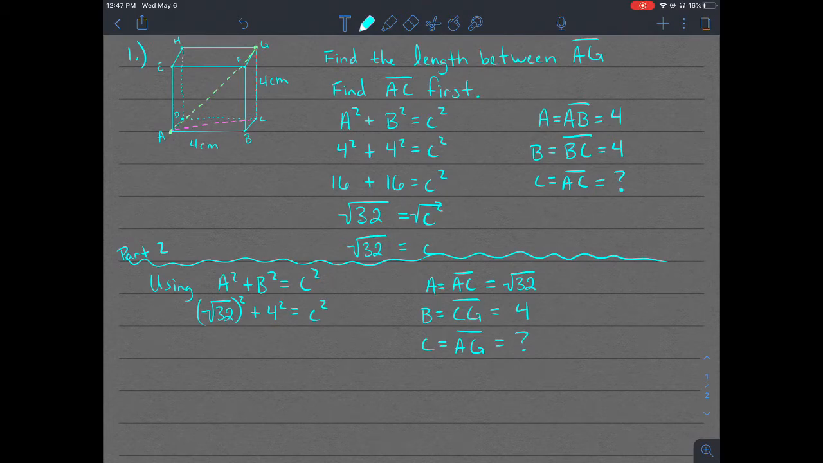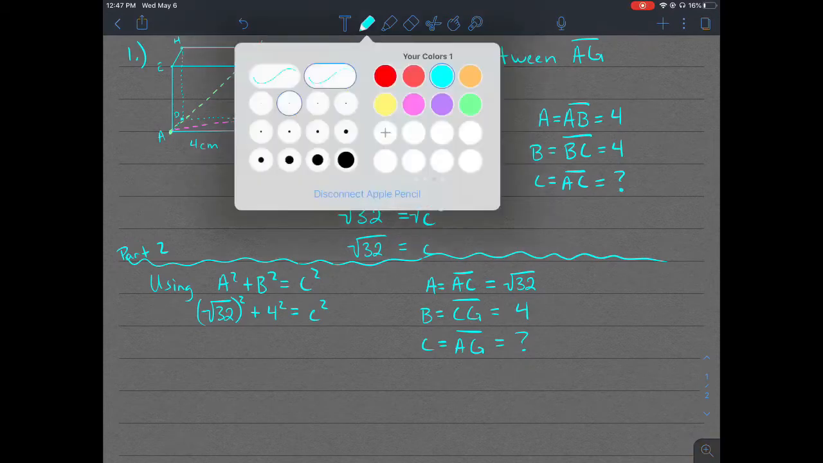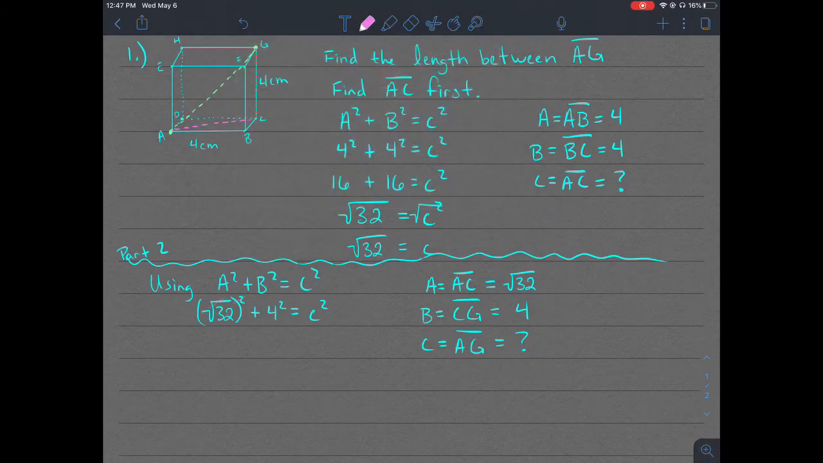Now remember, a square and a square root cancel each other out. Check that out, see? The square and the square root cancel each other out. That's why we left it as the square root of 32. So that just gives us 32 right there. Plus, what's 4 squared? 4 squared is 16, equals c squared. 32 plus 16 gives you what? 48 equals c squared.